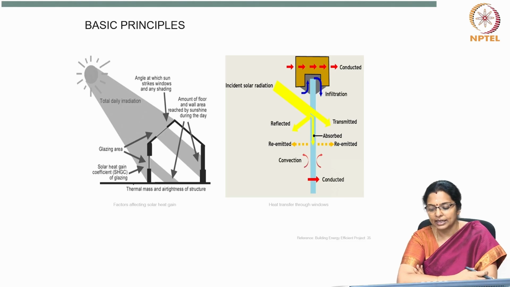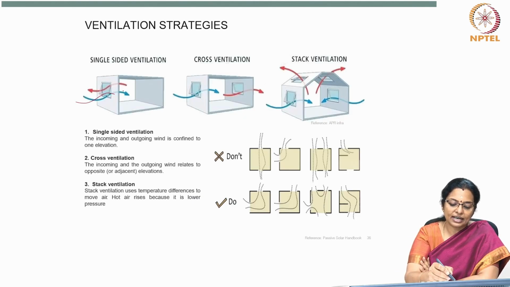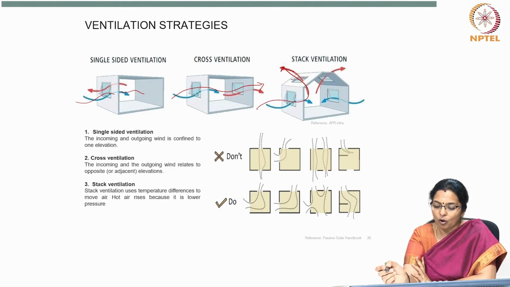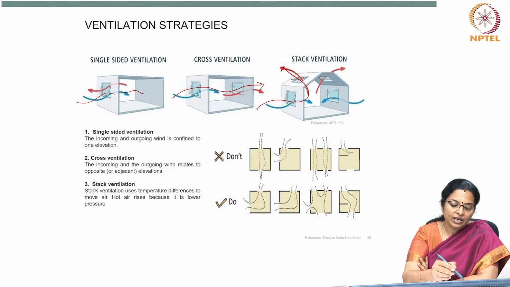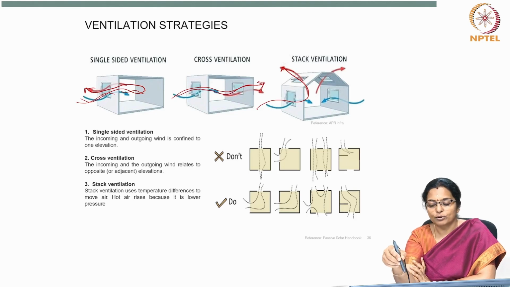As we had already discussed, for ventilation strategies, you can have single-sided ventilation like this, or you can have cross ventilation like this, or you can have stack ventilation where the blue arrow indicates cool air and the red arrow indicates warm air. So, in single side ventilation, the incoming and outgoing wind is confined to one side. So, the wind which goes in comes out, whereas in cross ventilation, the apertures are on the opposite side.